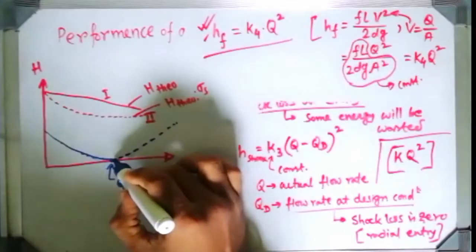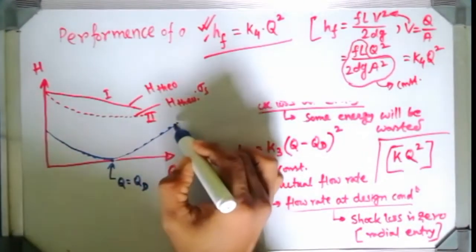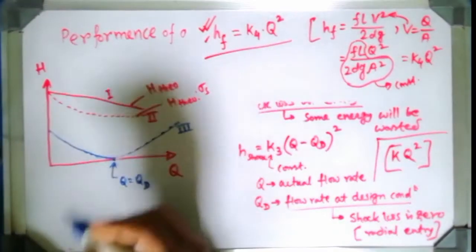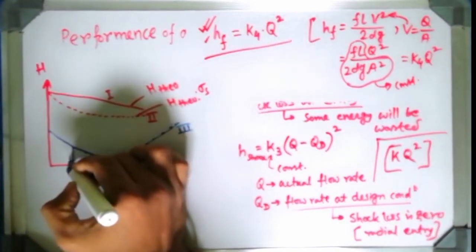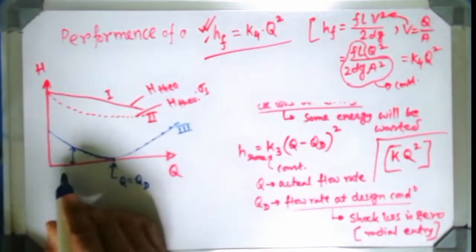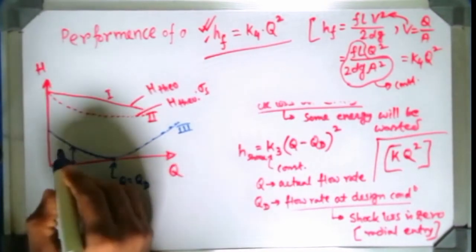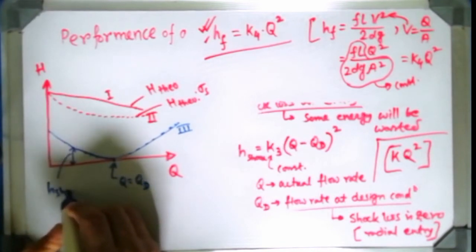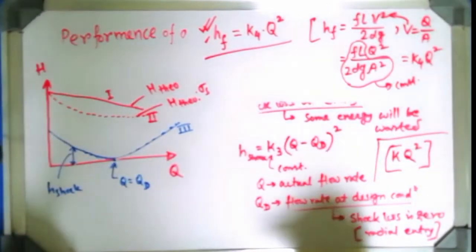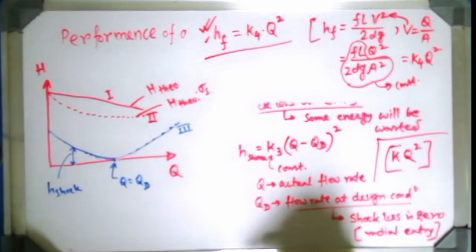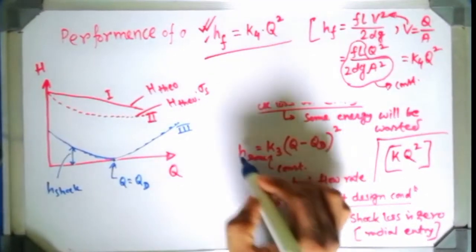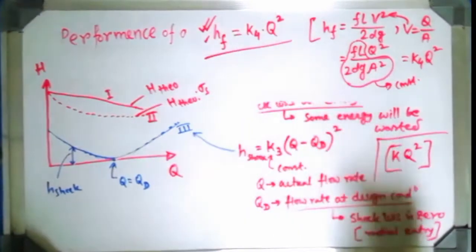This is the curve, name it Roman 3. So at any point, suppose at this particular point, if you know the value of discharge, if you get this particular height, that height will give you H shock, isn't it? So this curve is number 3. Number 3 means this one is 3, okay.